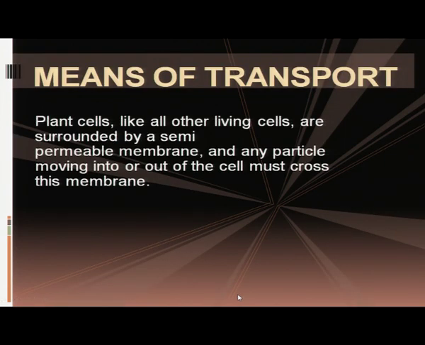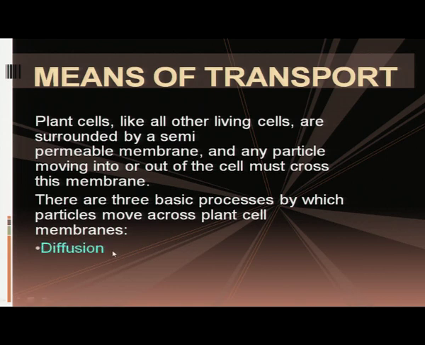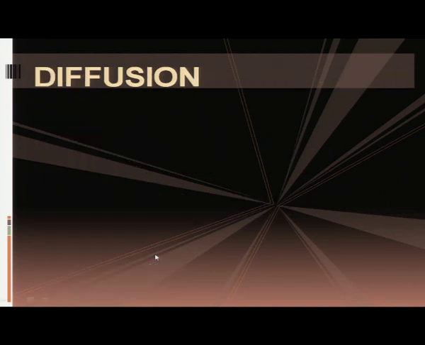Let us talk about the means of transport. Plant cells, like all other living cells, are surrounded by a semi-permeable membrane, and any particle moving into or out of the cell must cross this membrane. So, there are three different ways by which this membrane can be crossed: diffusion, facilitated diffusion, and active transport. Let us study diffusion first.